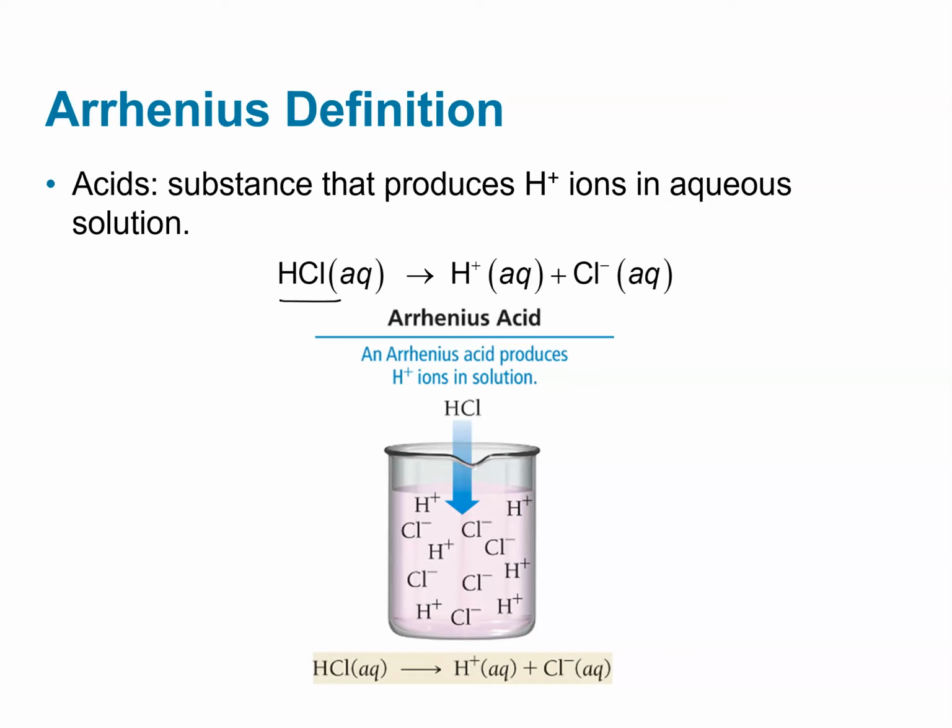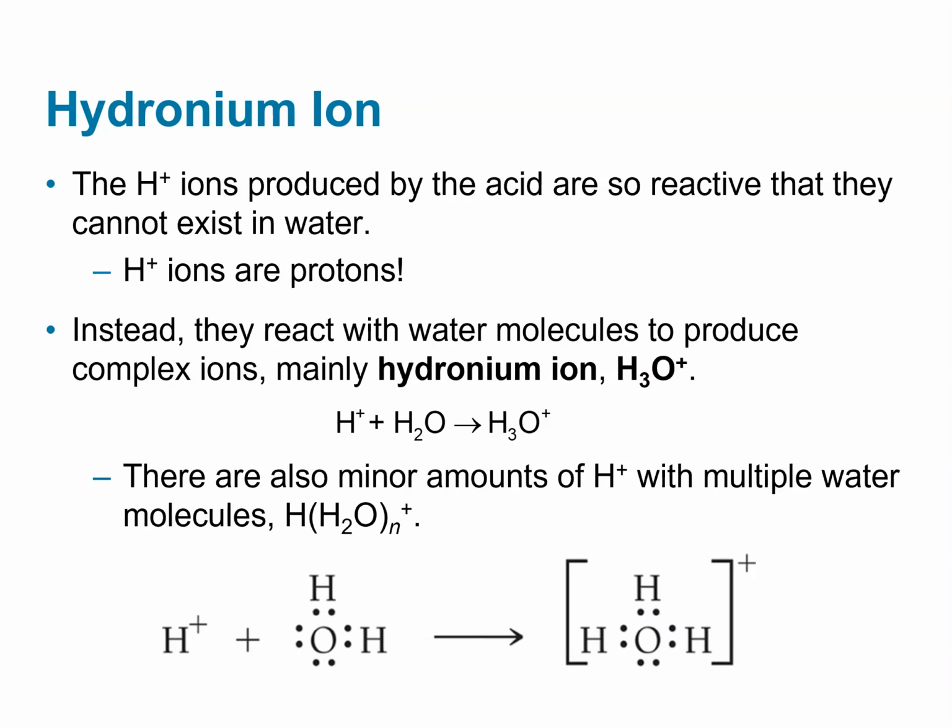So this meets the definition of producing hydrogen ions in solution. And here we go, the hydronium ion. Technically, protons don't exist in water in free form because they're so reactive. So what they do is they react with water to rapidly form hydronium ion or hydronium cation. And this is technically correct.